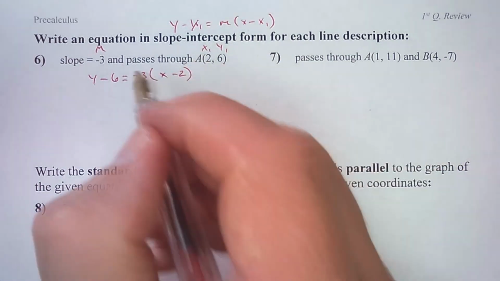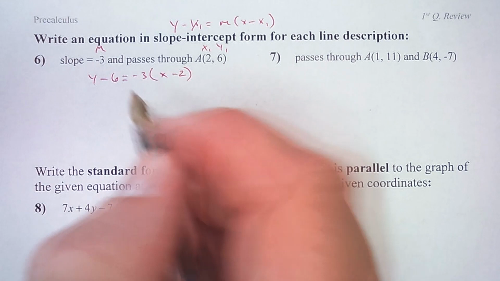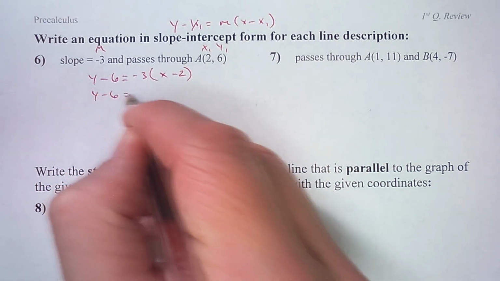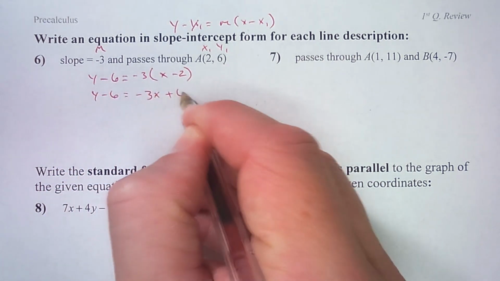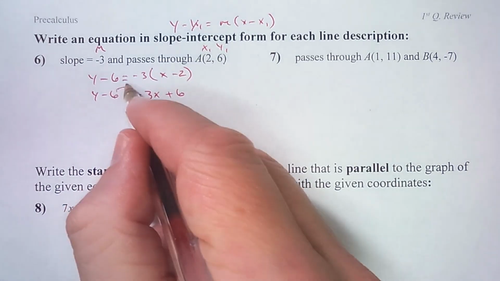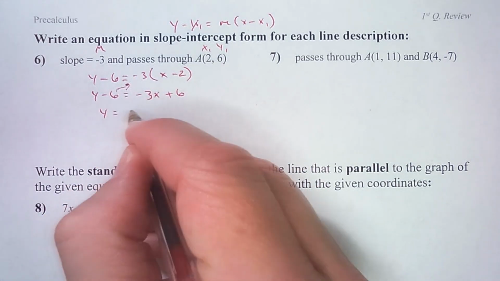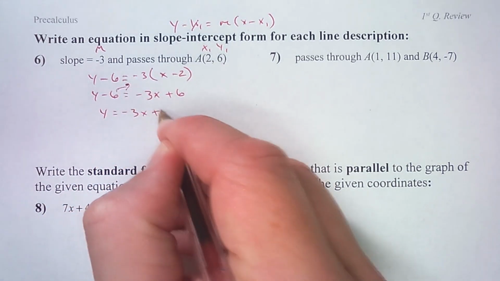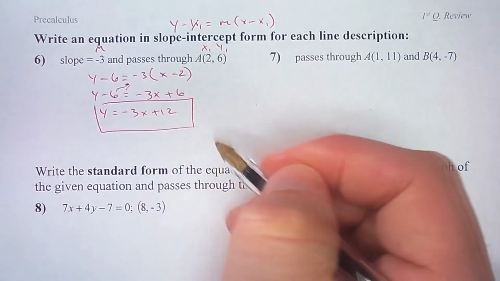Okay, so I'll distribute. I get y minus 6 equals negative 3x plus 6. And add this 6. y equals negative 3x plus 12. So there it is in slope-intercept form.